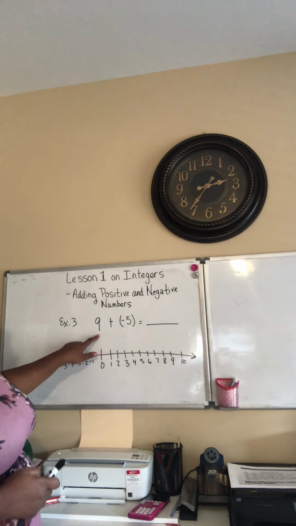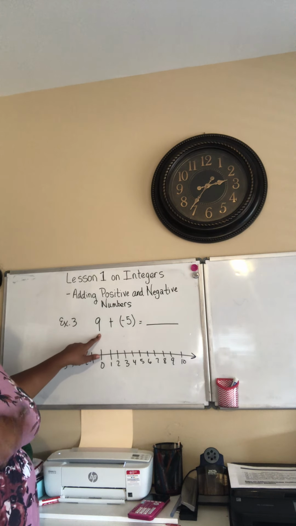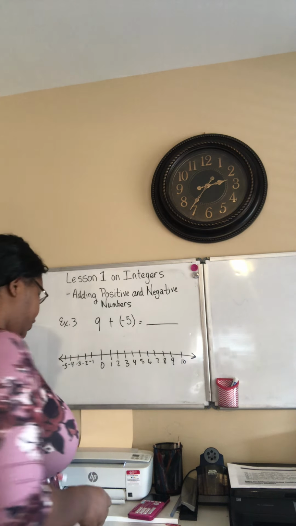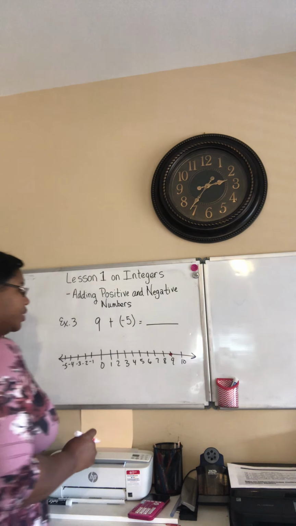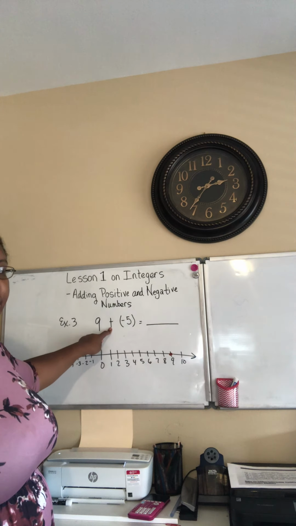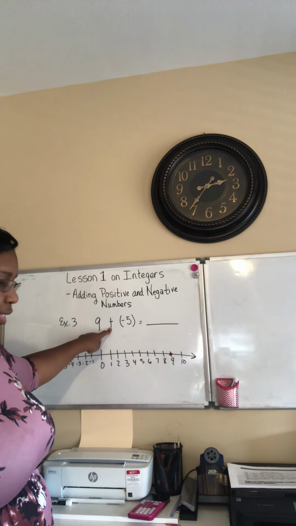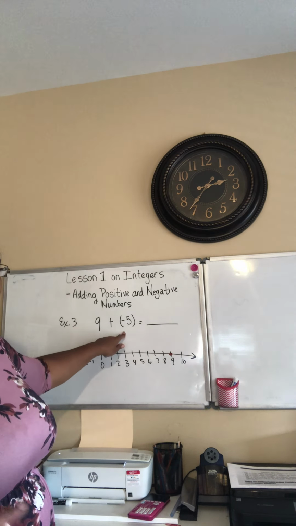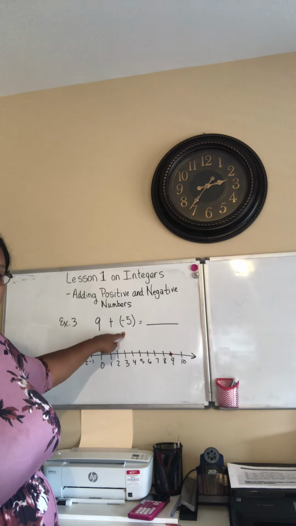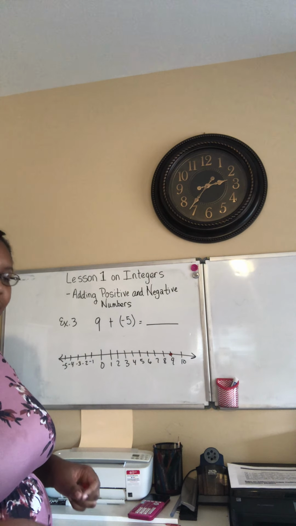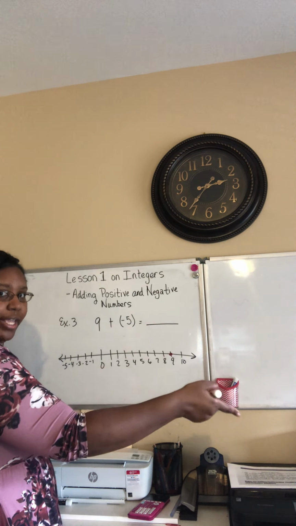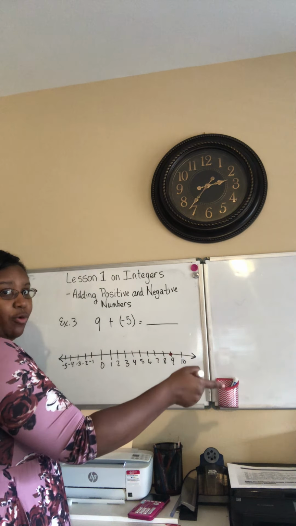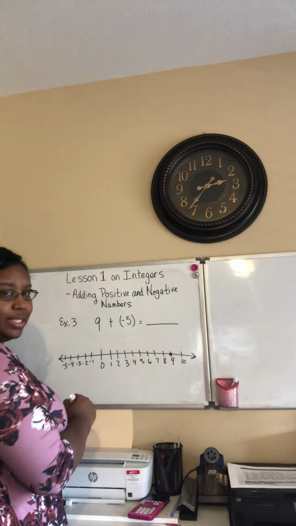Our instructions tell us to go to the positive 9 as our starting point. Okay, so we're going to start at positive 9. Now, this plus sign tells us to keep going. That's all that means. Just keep going. But it says to go -5. So, what happens when we need to go negative? Well, remember when we're going positive, we move to the right, correct? Now, when we're moving negative, we need to move back to the left.